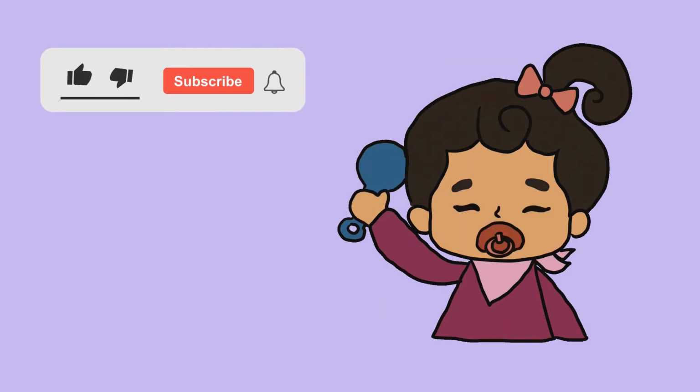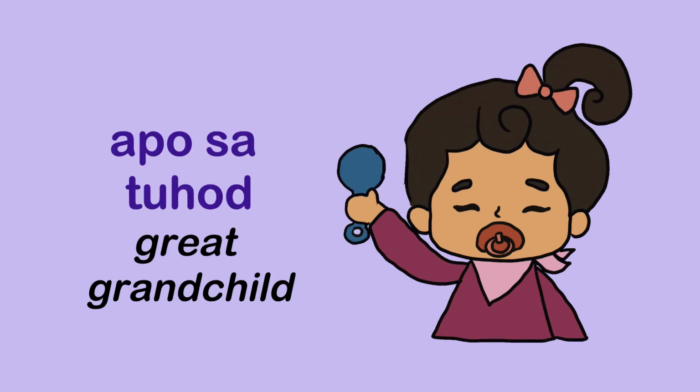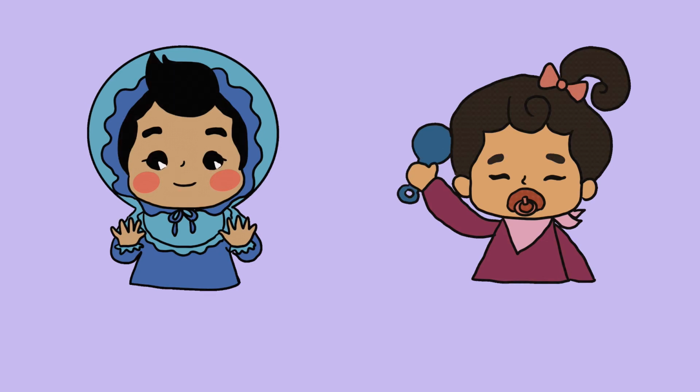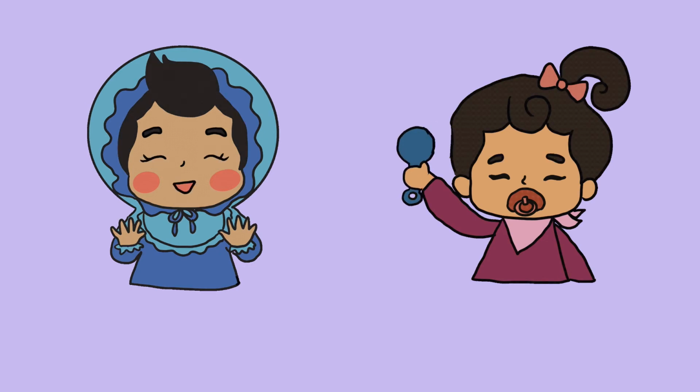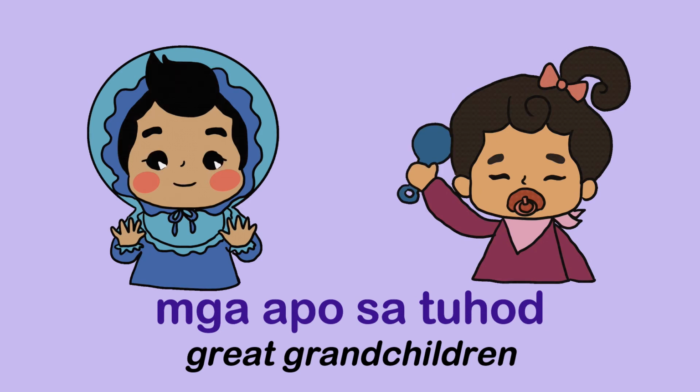Going a step further, the next relative is a great-grandchild, which is apo sa tuhod. And in the same way as the last example, to turn that plural to great-grandchildren, add the word mga at the front. So it becomes mga apo sa tuhod, which means great-grandchildren.